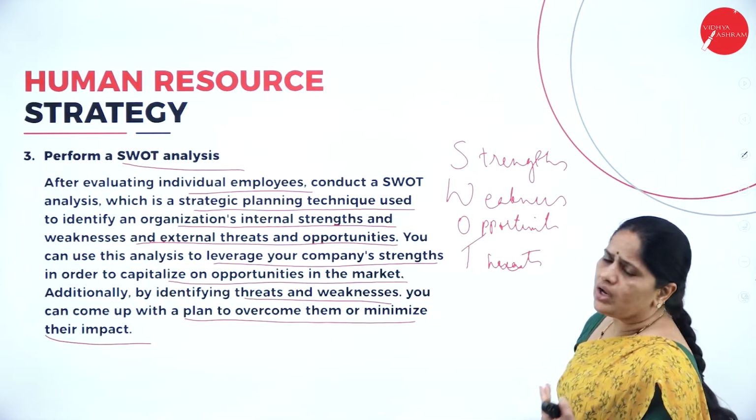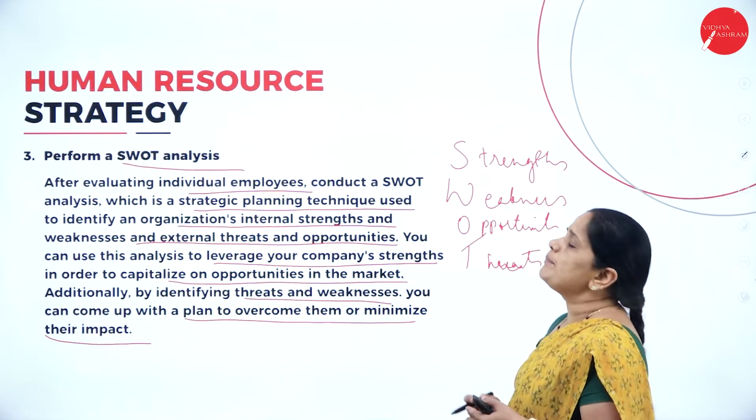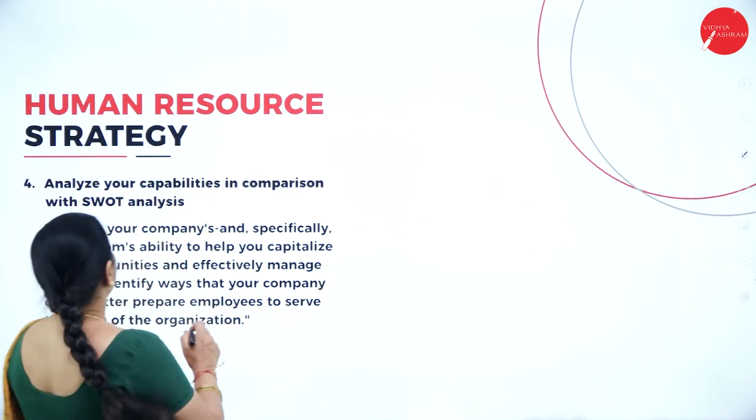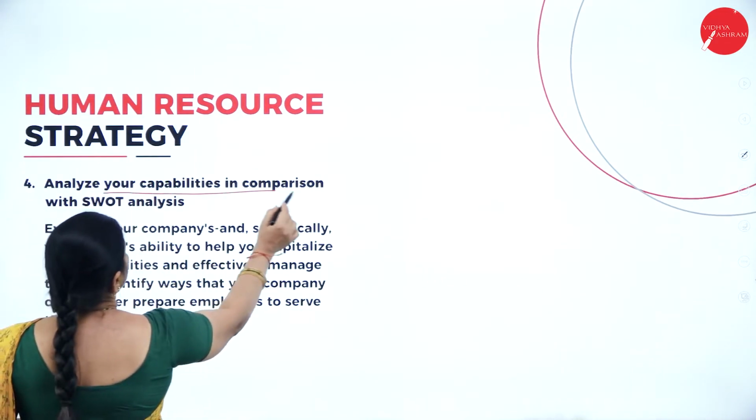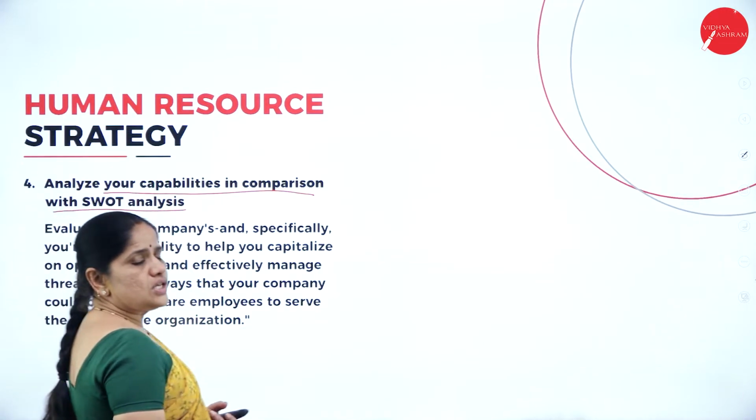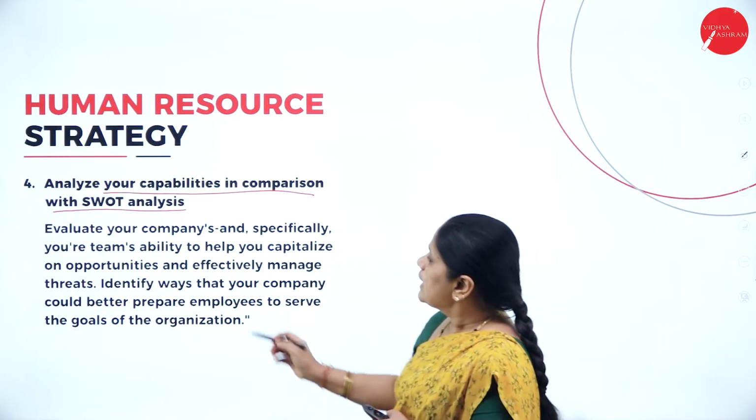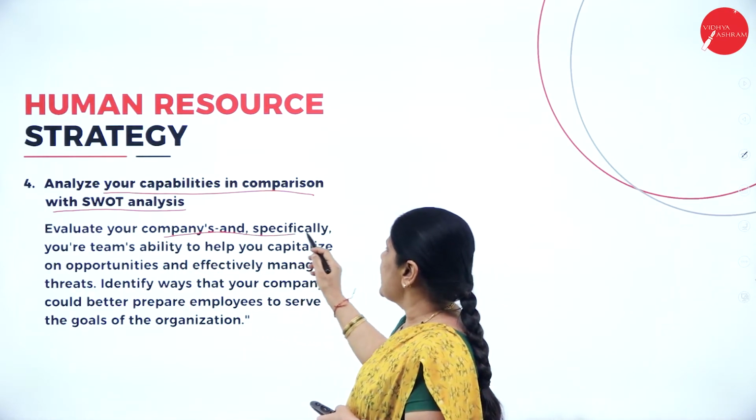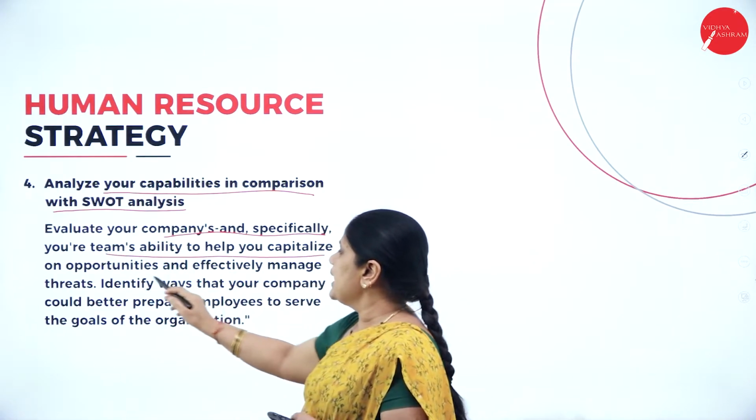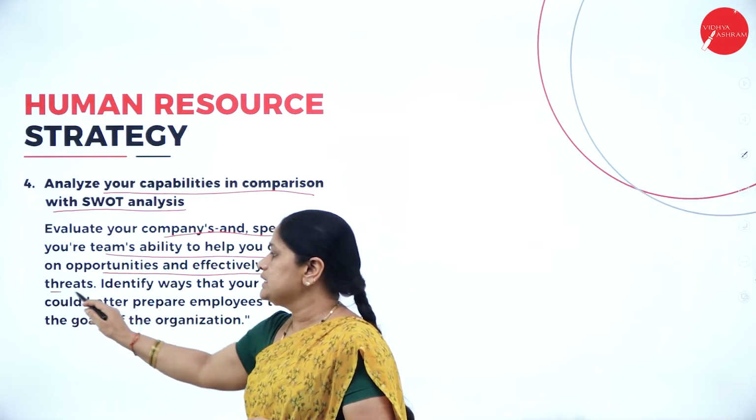So when we have knowledge of what the threats and weaknesses are, we should come up with a plan to minimize their impact. Then the next point is to analyze your capabilities in comparison with the SWOT analysis. So how do we analyze the capabilities in comparison with the SWOT analysis? Evaluate your company's, and specifically your team's, ability to help you capitalize on the opportunities and effectively manage the threats.